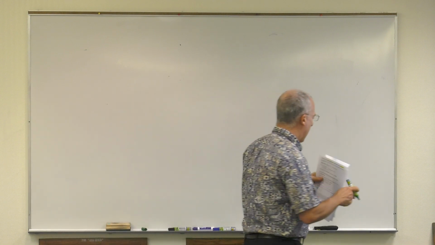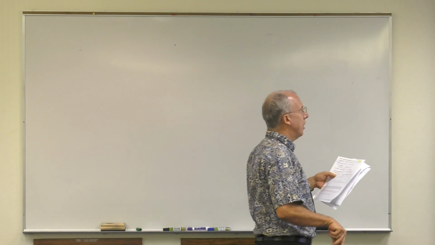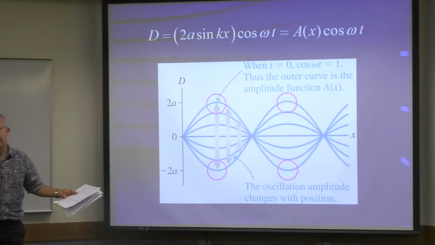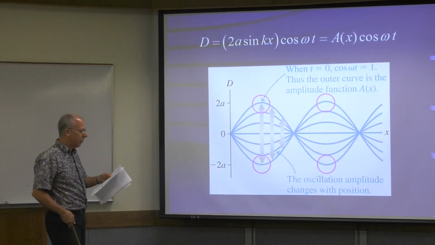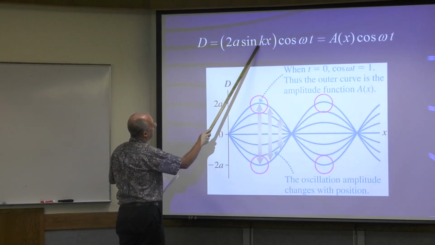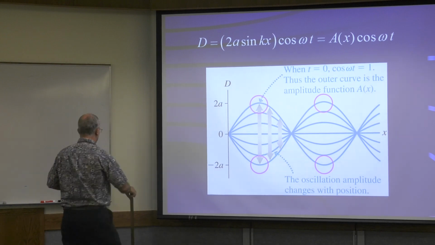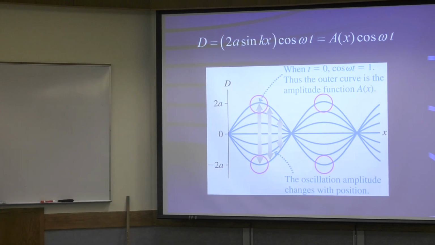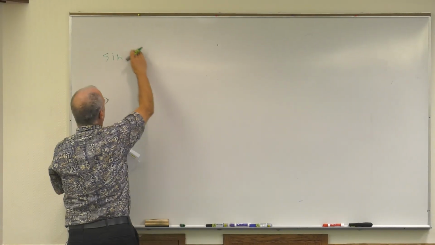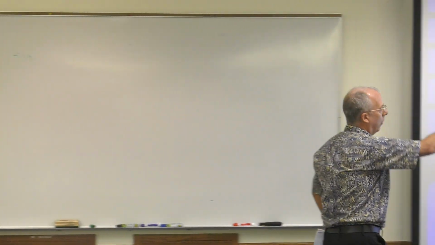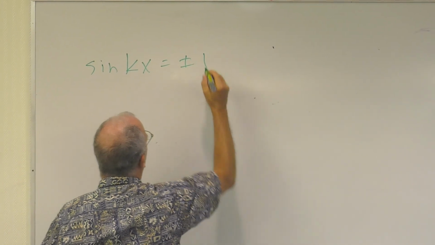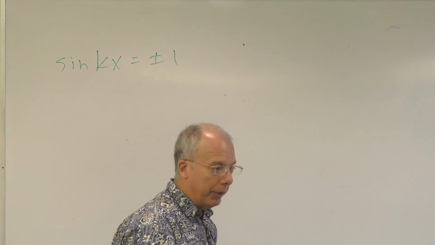So now we want to find the positions, again, where this is a max. Now, what's the biggest sine? 1, right? Sine goes between 1 and minus 1. So if this is going to be the max, we want sine kx to be 1. Can you see the green? We actually want 1 and minus 1, right? So we want sine kx to be plus or minus 1. And again, that's a boundary condition.